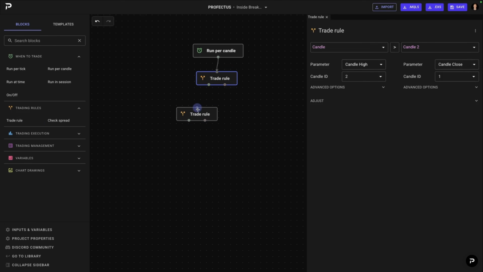Now we check the next one, trade rule block. Actually, let me delete this one. Let me just copy paste that boy and connect it like this, because the condition has to be true. And let's call this one actually high. And now we define the low.